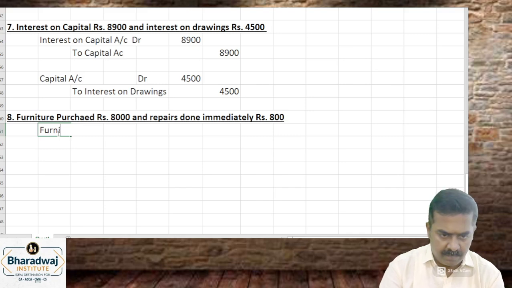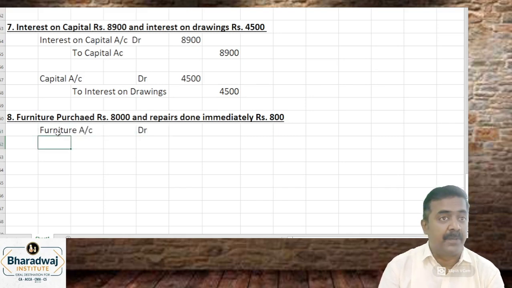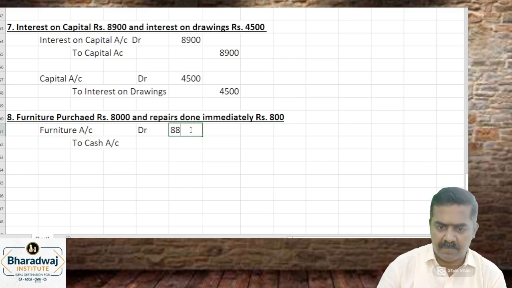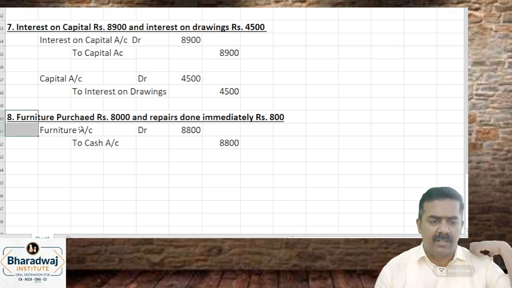Furniture to cash. Furniture account debit. Will you put repairs account? No. Both will be debited to furniture account. Both will be debited to which account? That is what we are going to learn in the next chapter, called capital expenditure, revenue expenditure.